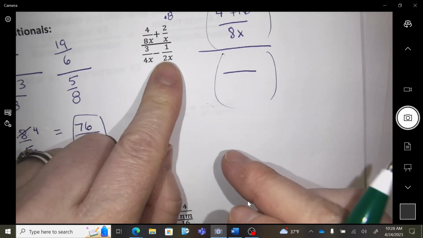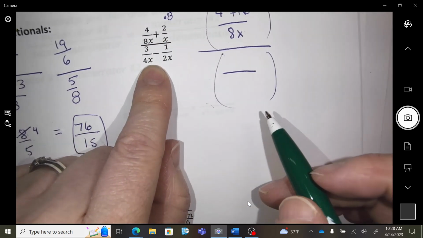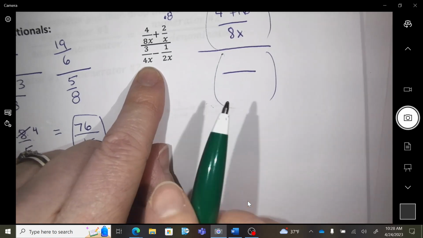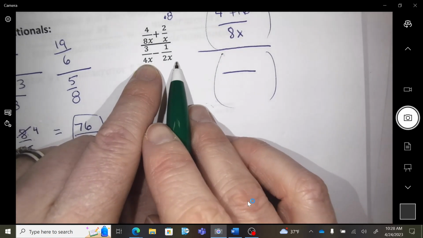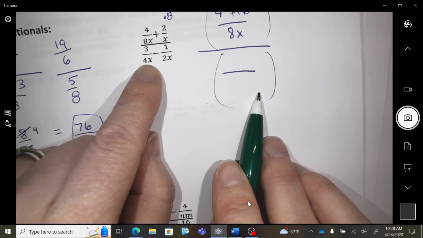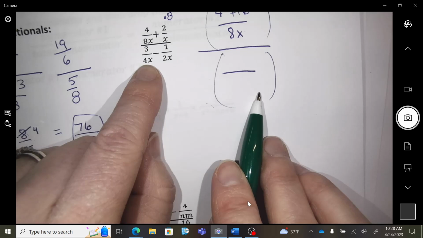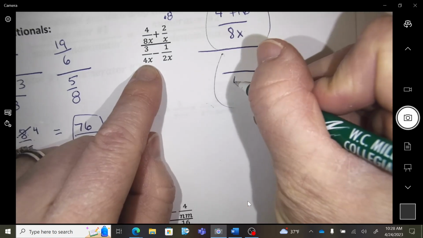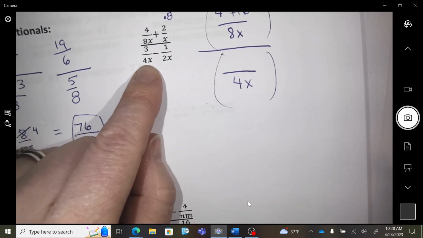Okay, ready. I'm on to the bottom now. Here's a 4x and here's a 2x. I need a bottom that will work for both of them. What's the lowest common denominator? 4x was the answer. Okay?